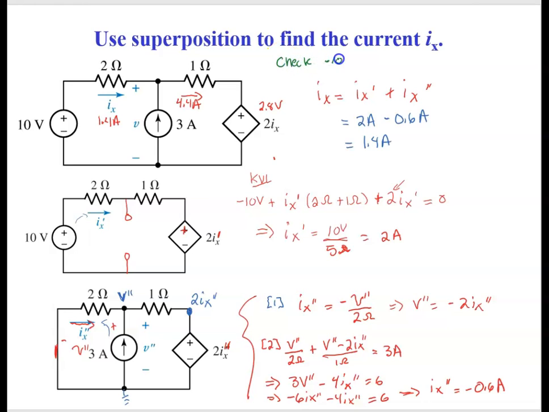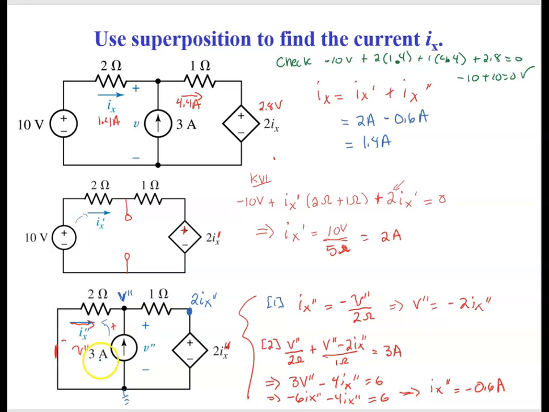Our check, we'll do it up here at the top. We get negative 10 volts plus 2 times 1.4 amps plus 1 times 4.4 plus 2.8 is equal to 0. So we get 2.8 plus 2.8, that's 5.6, plus 4.4, so negative 10 plus 10 equals 0. Check.